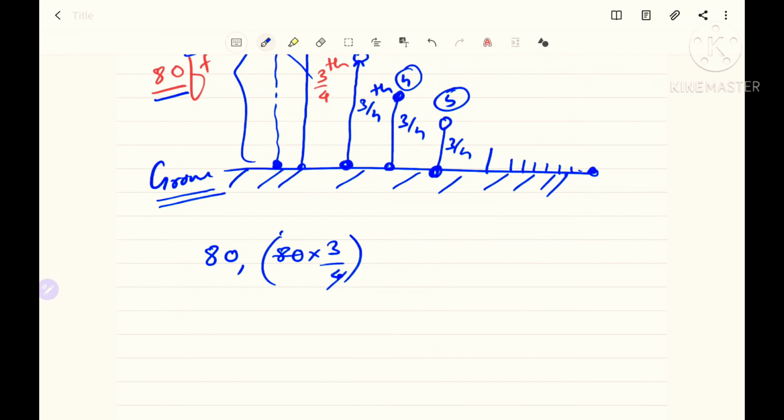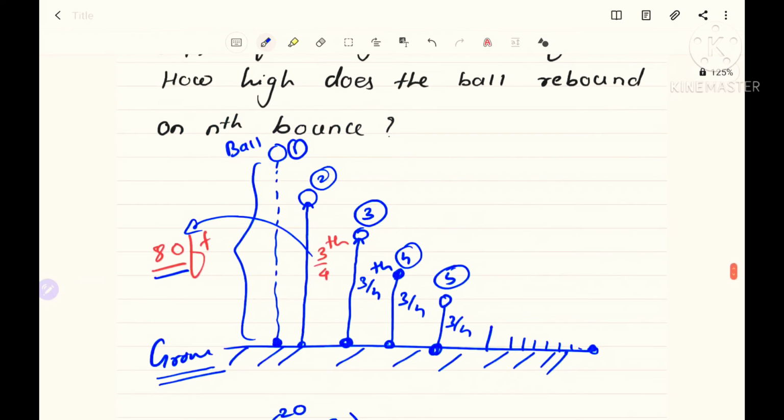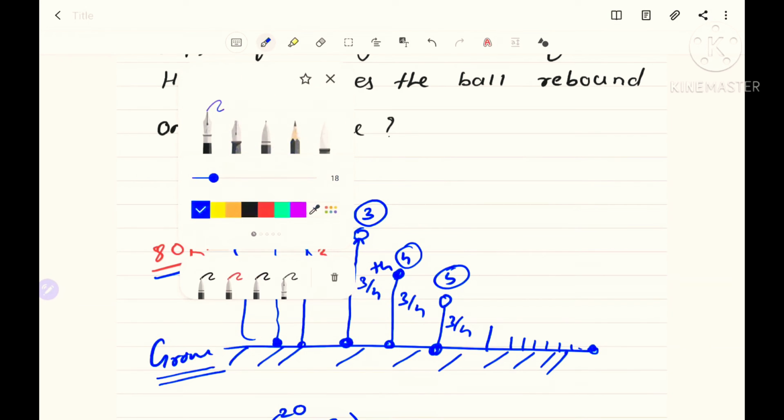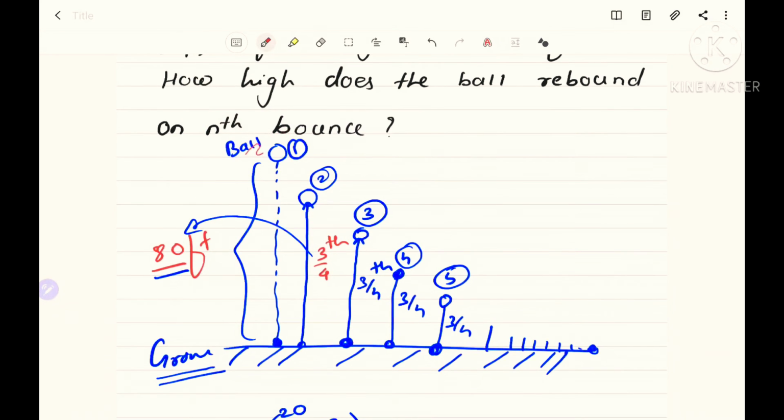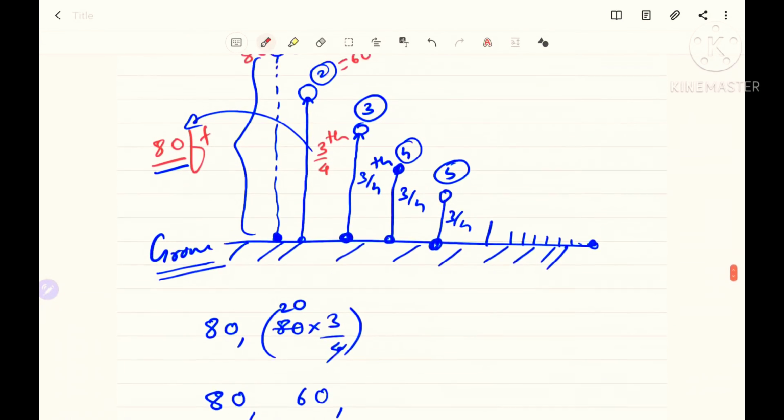So this is 4 times 20, this is 80. The next level is 60, right? So initially the height is 80. Here I am writing for you. Initially the height of the ball where it is released is 80. Then it will travel 3/4 of that 80 and it will reach up to 60 feet only, right? Okay, what about the next?